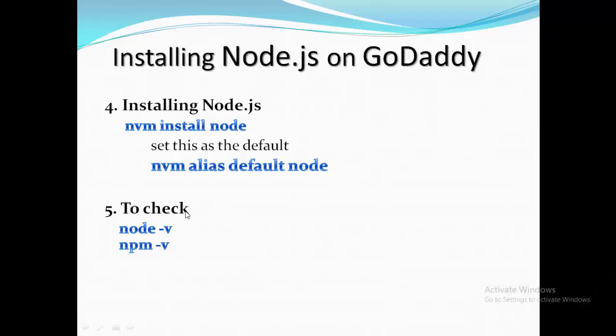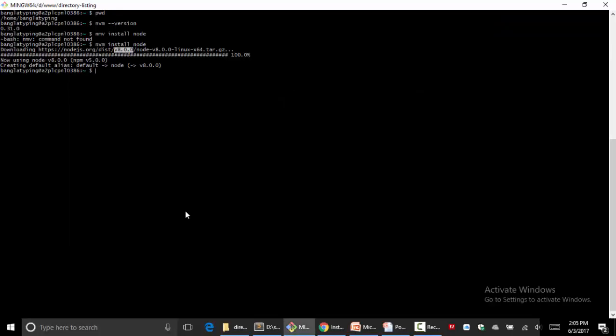So we need to check if it's working, or what the versions of node and npm are. Let's check. Entering node -v, the version is 8, and npm -v is 5. Okay, this is how we install Node.js on shared hosting with GoDaddy or whatsoever.